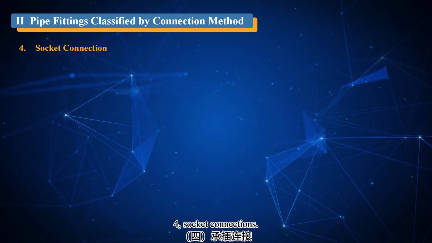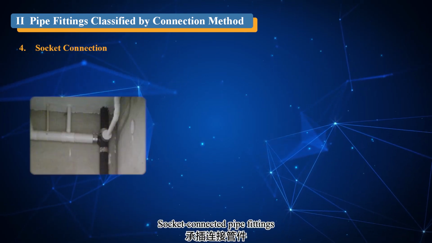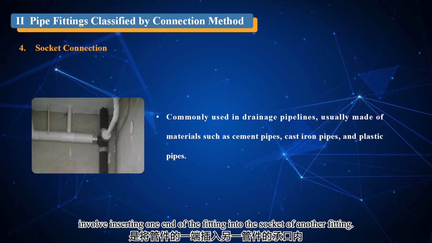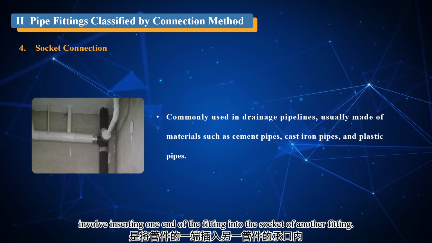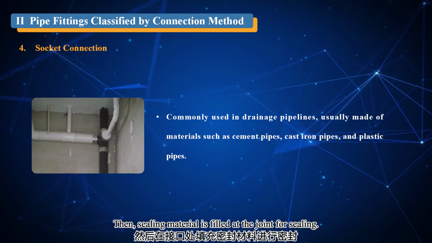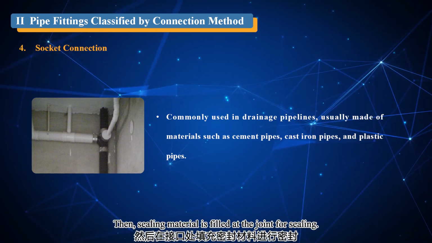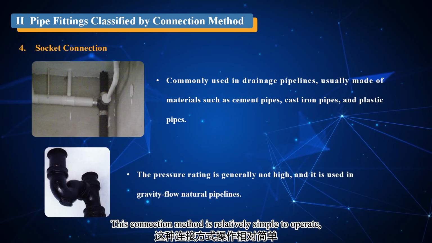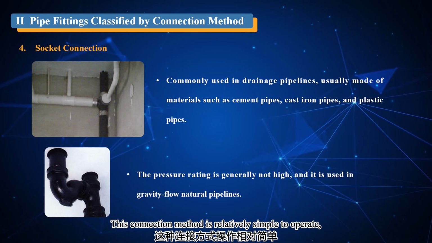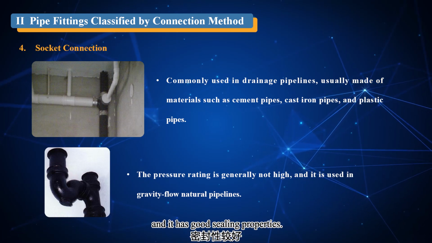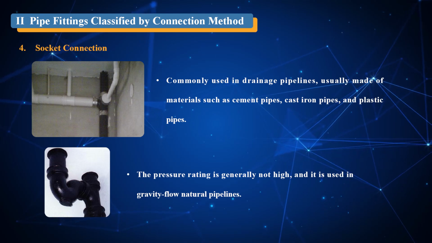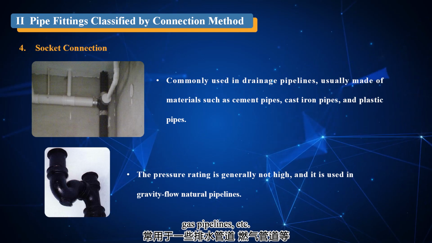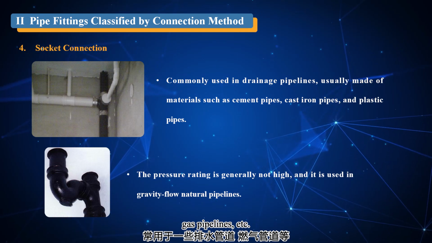Fourth, socket connections. Socket-connected pipe fittings involve inserting one end of the fitting into the socket of another fitting. Then, sealing material is filled at the joint for sealing. This connection method is relatively simple to operate, and it has good sealing properties. It is commonly used in some drainage pipelines, gas pipelines, etc.